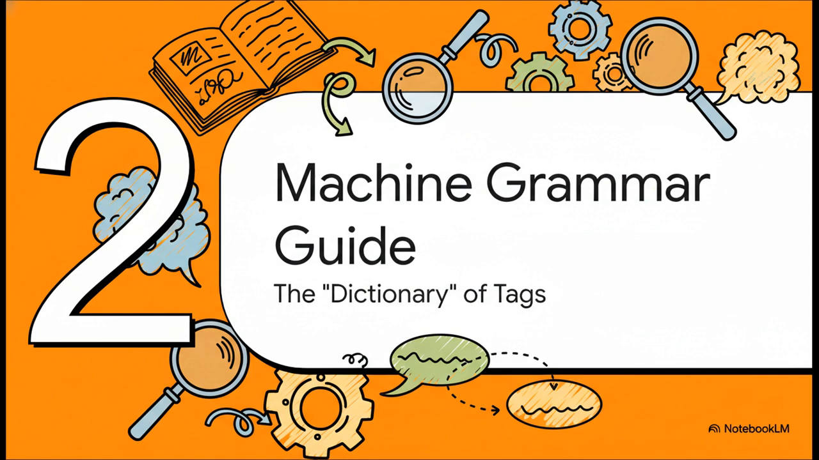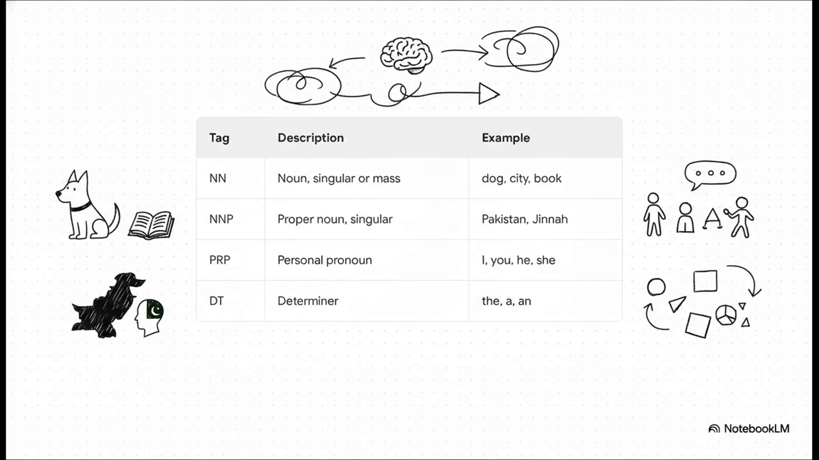Let's take a peek. Okay, check this out. This is what's so cool. A machine doesn't just see noun. It gets super granular. It uses NN for regular old noun like dog, but if it sees a proper noun, a specific name like Jinnah or a country like Pakistan, it uses NNP. That little distinction is absolutely critical for a computer to start understanding real context.